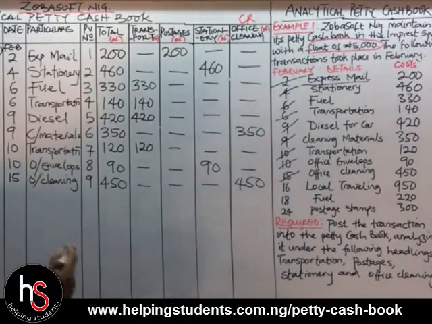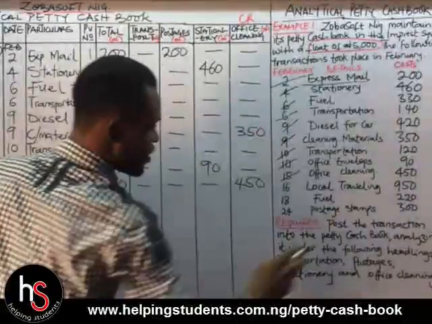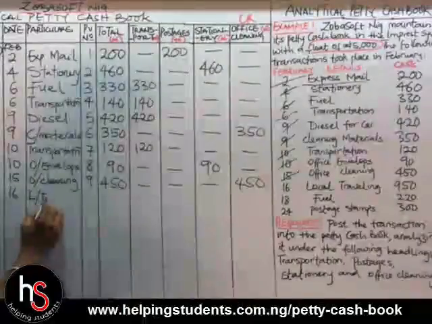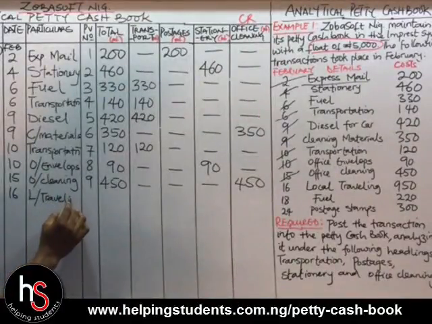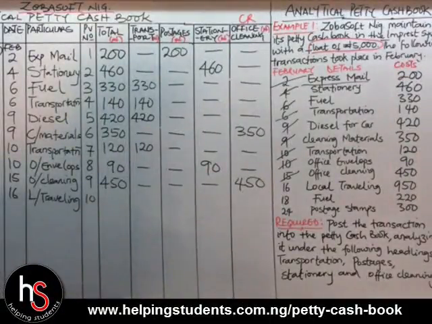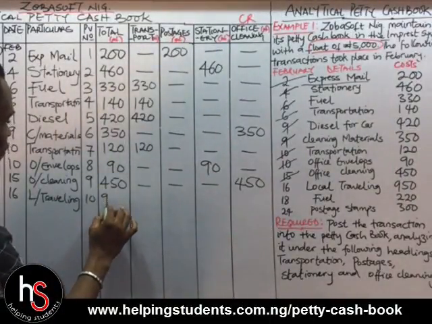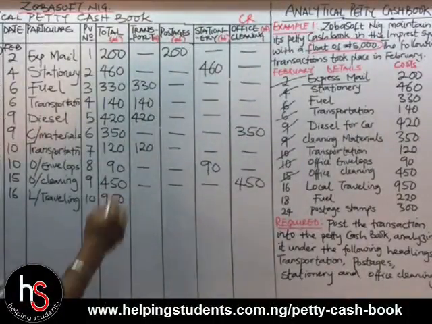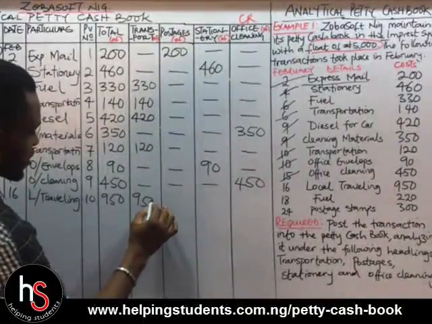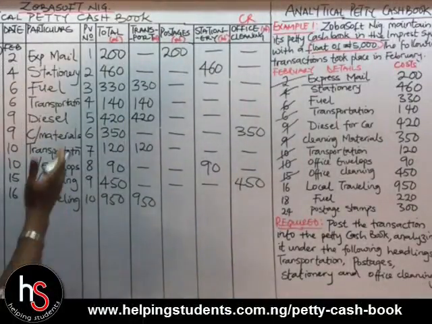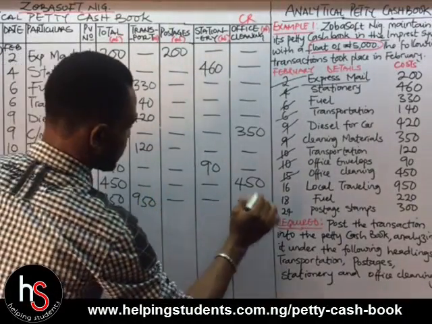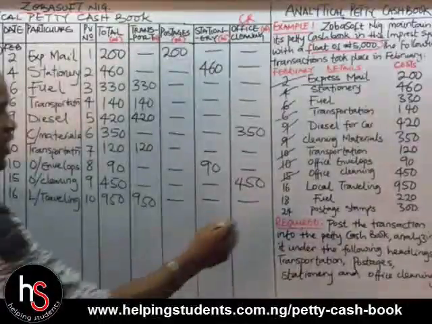Now we'll move over to the next one. On the 16th, it says local traveling, 950. So on the 16th, we have what? Local traveling. The PV number will be 10. Okay? How much is it? 950. Local traveling. Under transportation, yes. So record 950. Transportation, local traveling, you can see they have a relationship, right? Yeah. So here, nothing, nothing, and nothing. So move over to the next question.